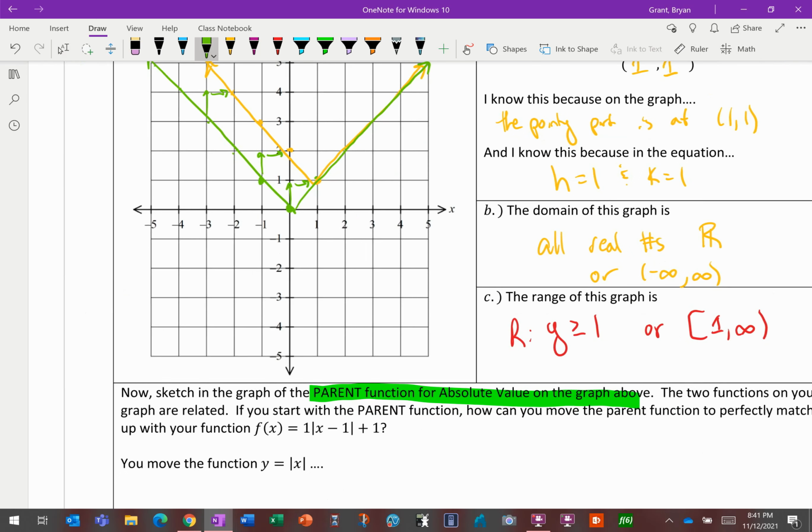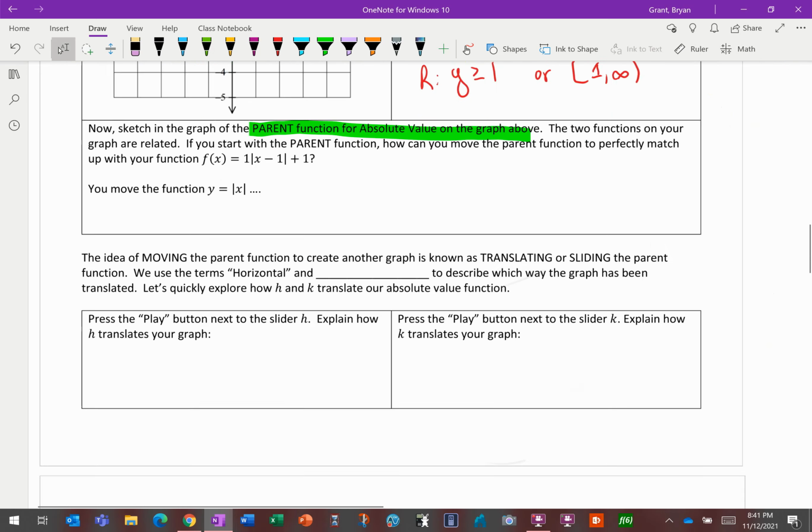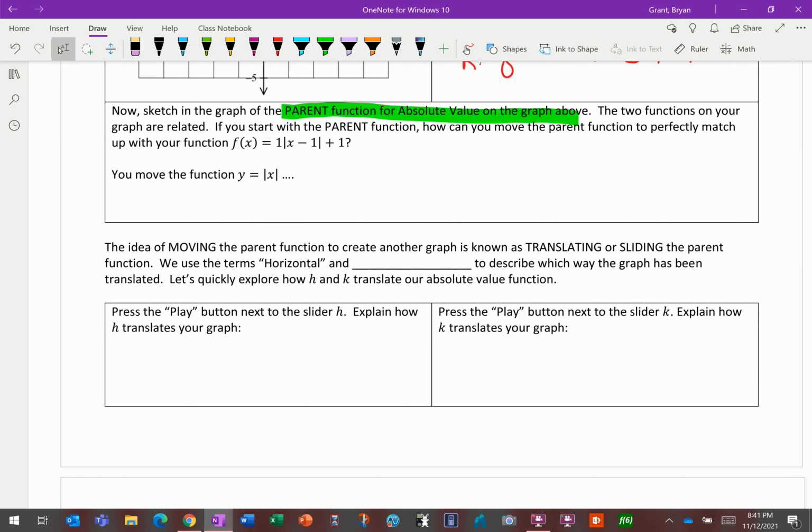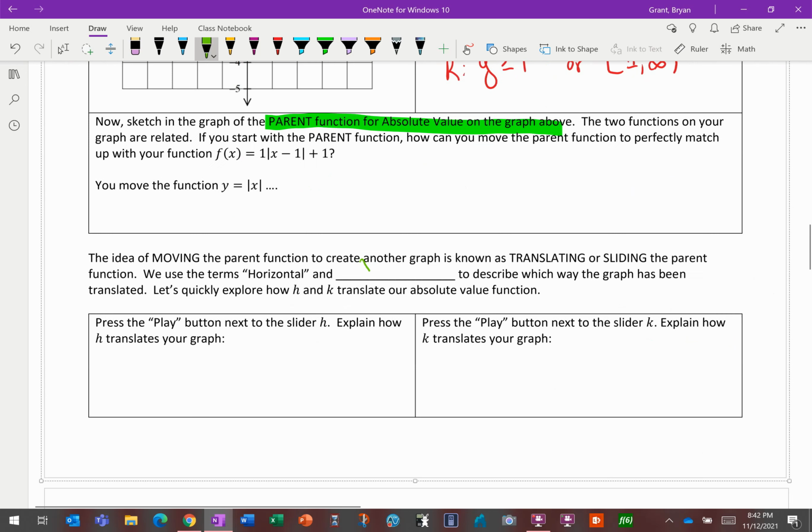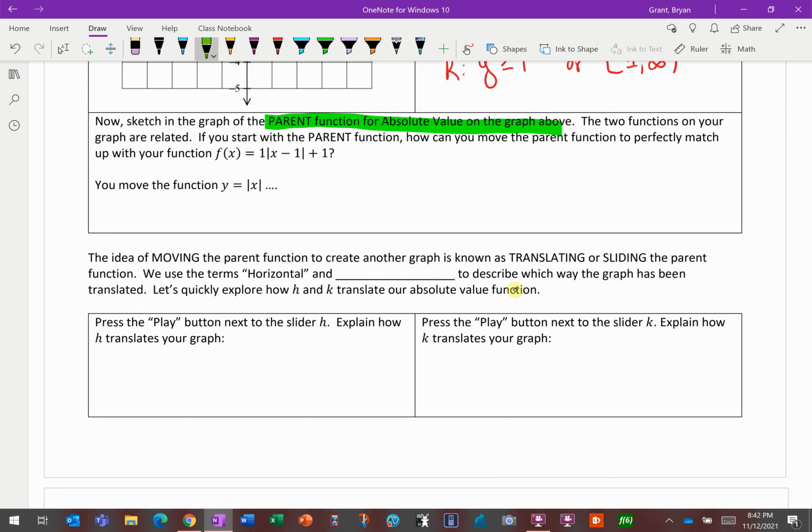Okay, so what do we do with that knowledge? Well, the idea of moving the parent function to create another graph is known as translating or sliding or moving the parent function. We use the terms horizontal and vertical to describe which way the graph has been translated. Sometimes you'll also hear someone say shifted. So let's quickly explore how h and k translate our absolute value function.